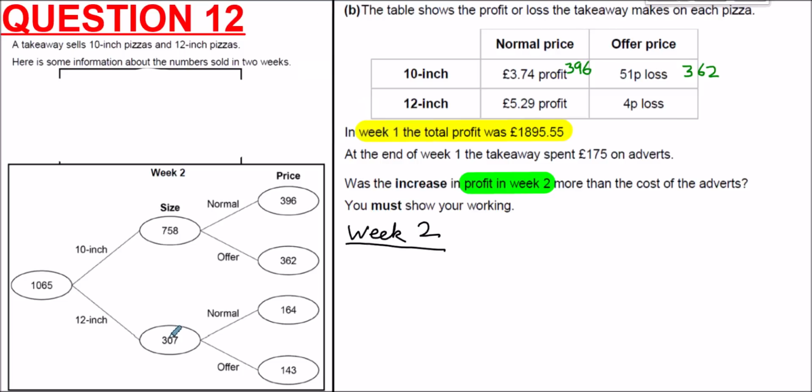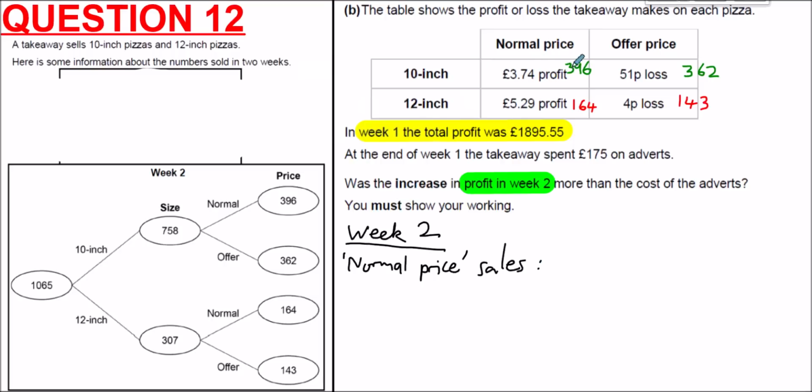For the 12-inch, 307 were sold in total. 164 were sold at normal price, and 143 were sold at the offer price. And so what we should do first of all is work out the total profit from the normal price sales. So from the normal price sales, let's calculate these.